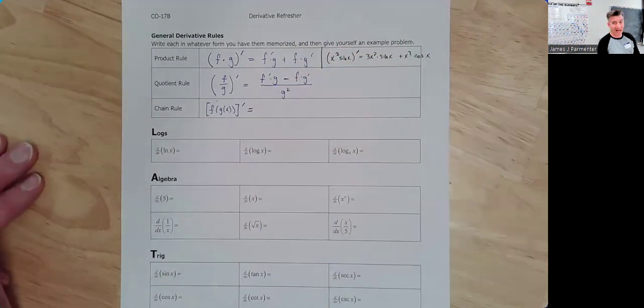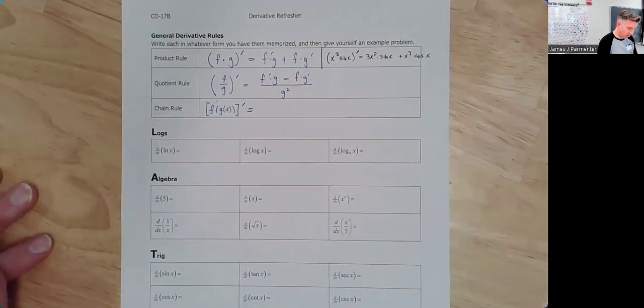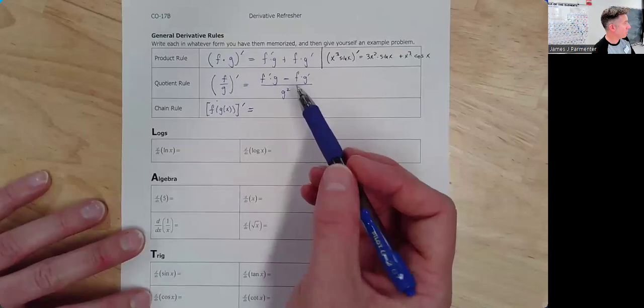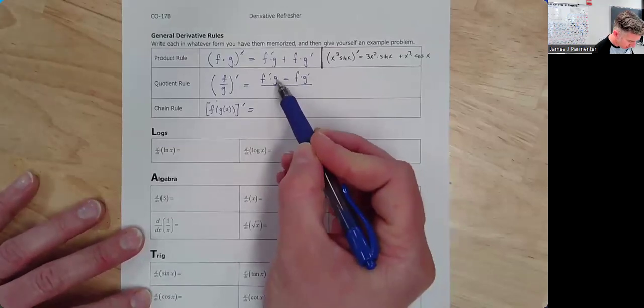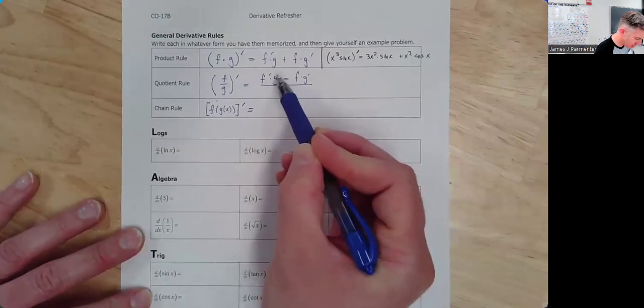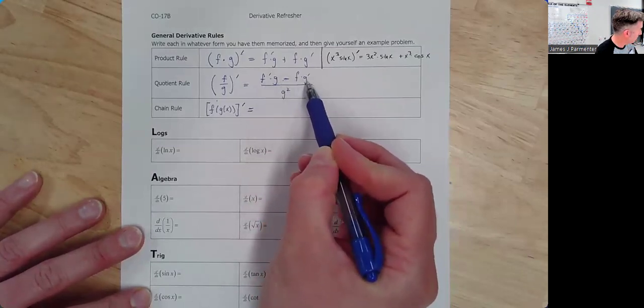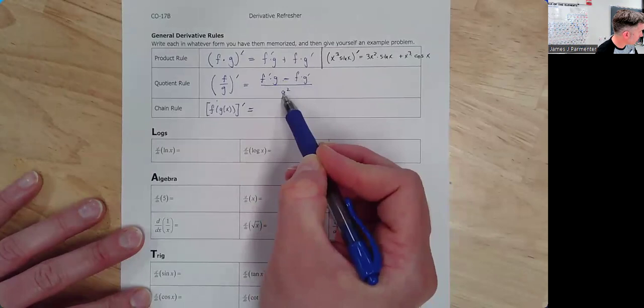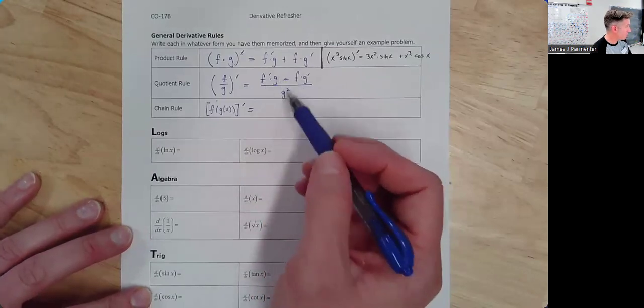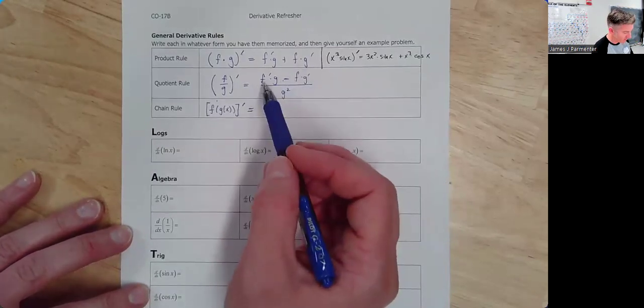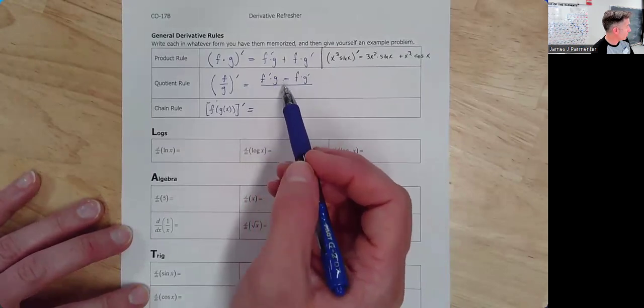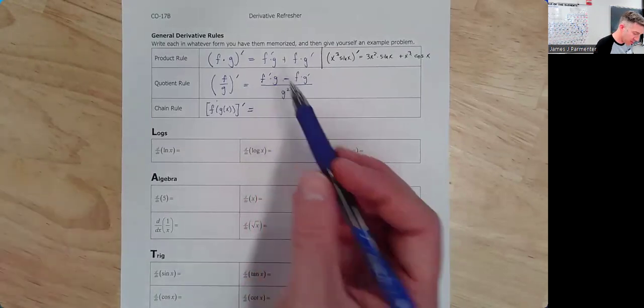Although the words I actually say in my head are, watch me point and watch me say. So I say the bottom times the derivative of the top minus the top times the derivative of the bottom, all over the bottom squared. So when I actually write out a quotient rule problem, I usually don't write f prime times g. I usually write g times f prime, and I actually write the things out. Let me show you what I mean.